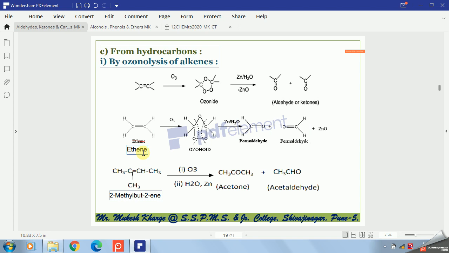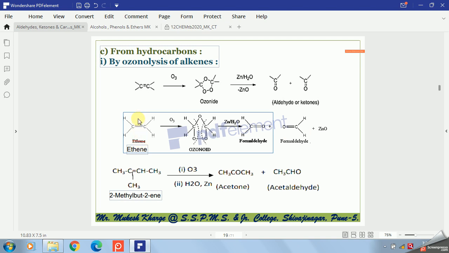So for example, ethene reacts with ozone. Ethene contains two hydrogens on each carbon of the double bond. So the ozonide is ethene ozonide, and if it undergoes hydrolysis, in this way there is a breaking of bond. Then what we get? Now each carbon of the double bond contains two hydrogens. So simply you have to break the double bond and place oxygen on each carbon of the double bond. So what we get? CH2 double bond O, and here HCH double bond O.